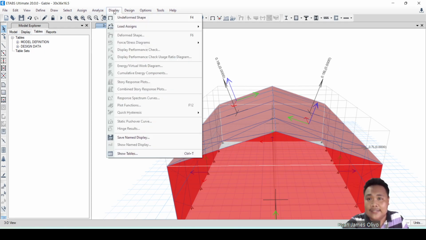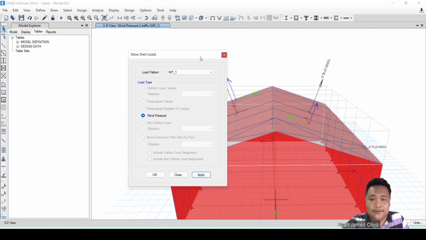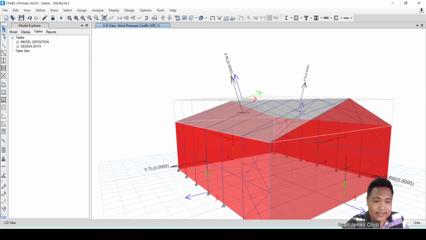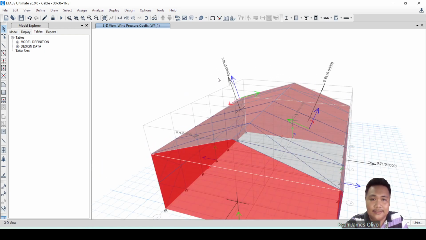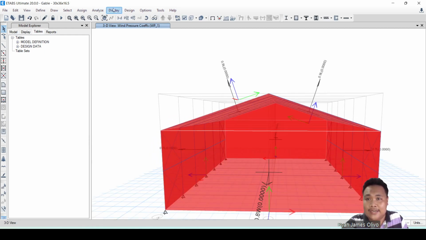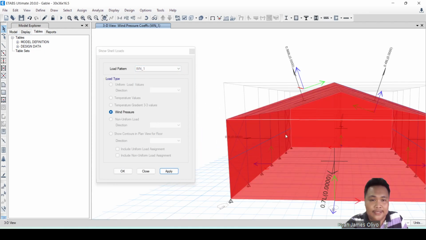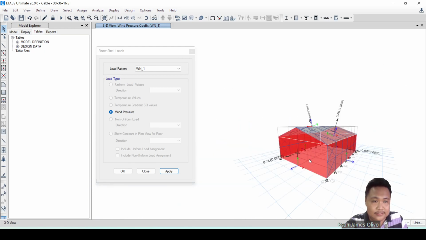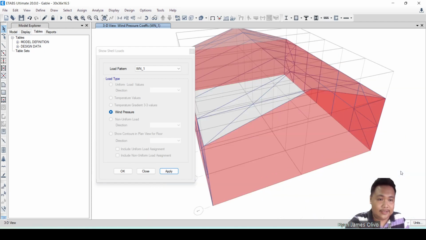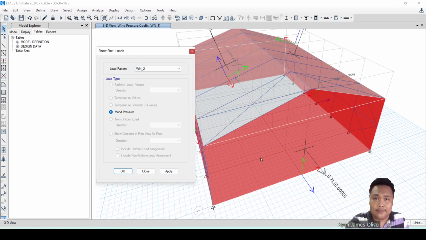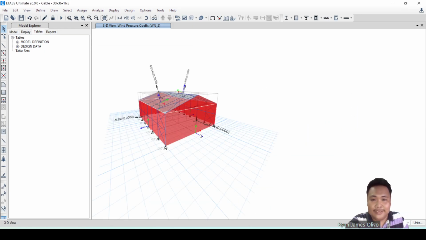Next, let's check load assigns for WP1. So WP1, apply. So, okay, let's check. Okay, negative 0.8, 0.7, 0.46, 0.7, 0.9, check, 0.9 check. So, let's try to check again. Other, so let's try to check WN1. So, as you can see here, okay, check, check. So, this is our check. Check. Okay. For WN2, apply, check, check.